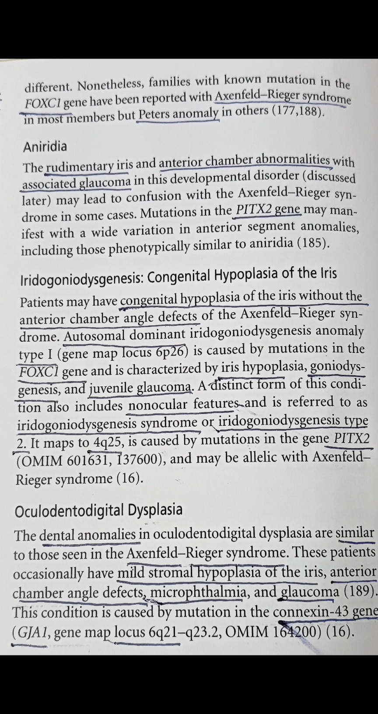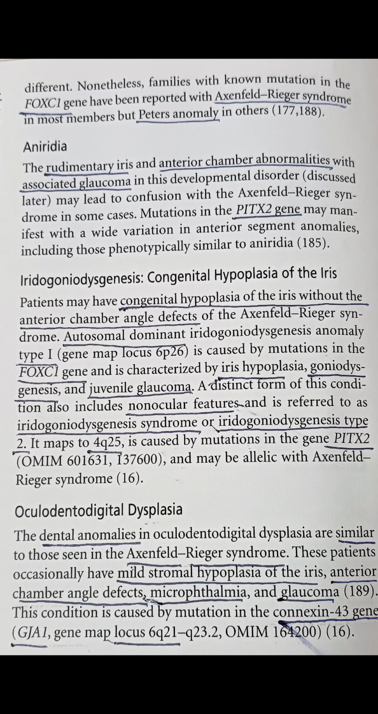A distinct form of this condition also includes non-ocular features and is referred to as iridogoniodysgenesis syndrome or iridogoniodysgenesis type 2. It maps to 4q25, is caused by mutations in the gene PITX2, OMIM 601631, 137600, and may be allelic with Axenfeld-Rieger syndrome.